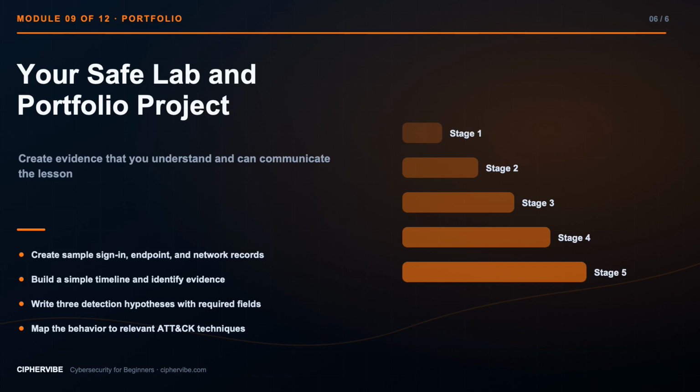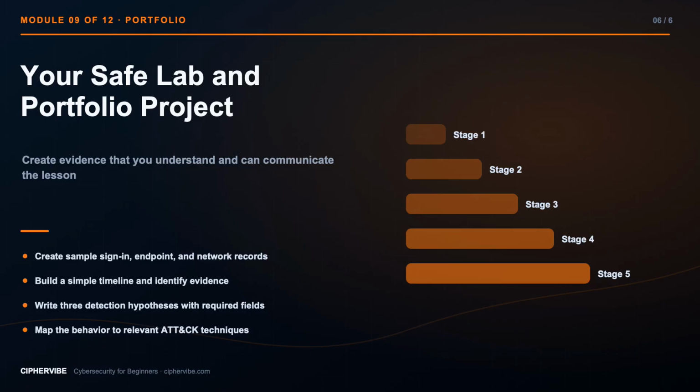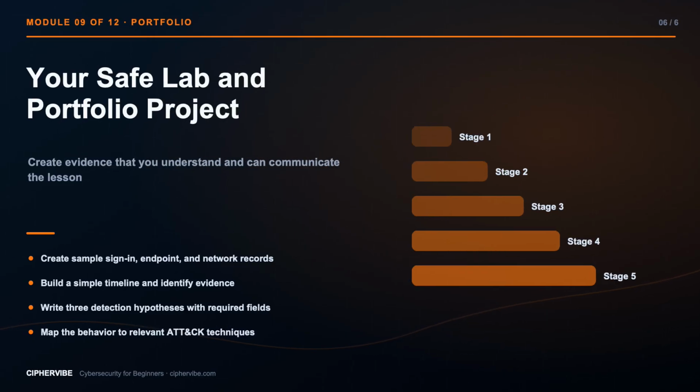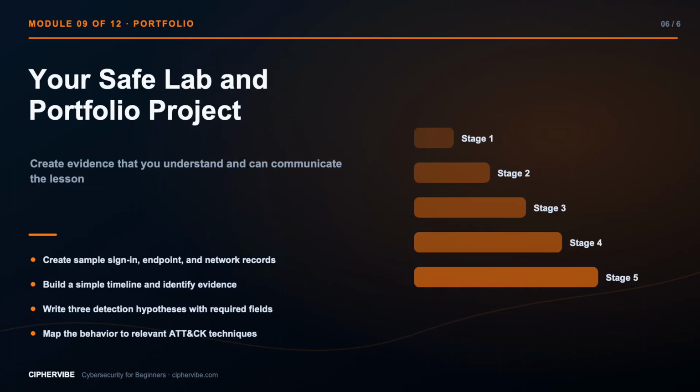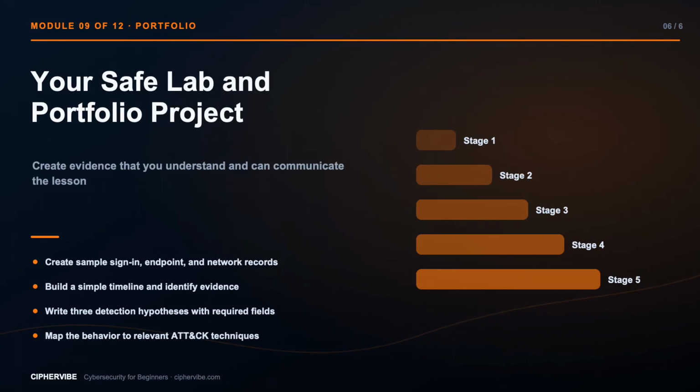Ask someone unfamiliar with the exercise to review your artifact. Can they understand the system, the evidence, the decision, and the remaining uncertainty without watching you perform the lab? When the answer is yes, you have created more than notes. You have evidence of professional reasoning and communication.